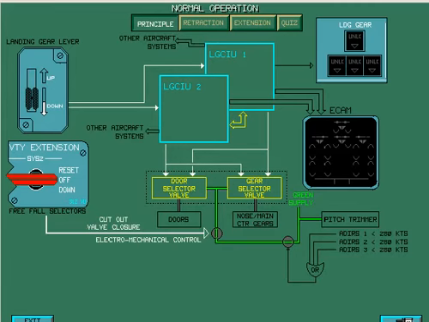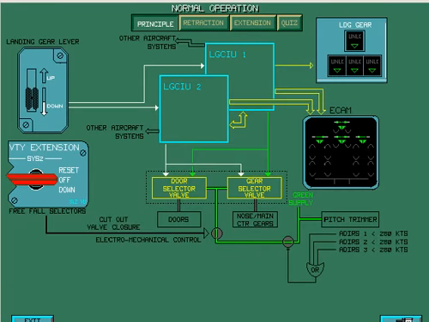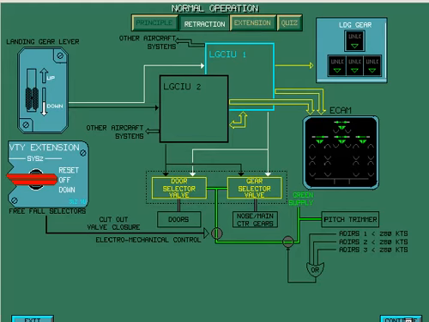In normal operation, all gears and doors are hydraulically actuated by the green hydraulic system. Landing gear indicators are located on the main instrument panel. At this stage of the operation, the landing gear is down and locked. The aircraft is in flight condition.